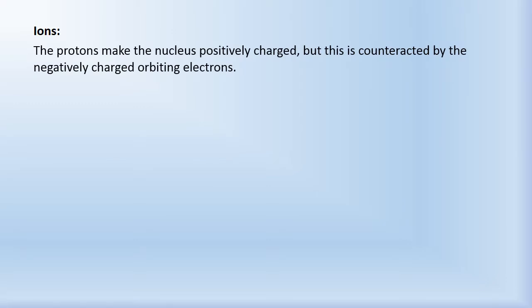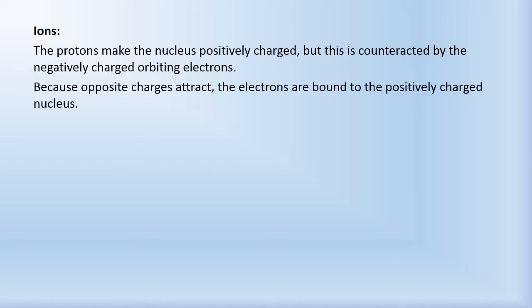The protons make the nucleus positively charged, but this is counteracted by the negatively charged orbiting electrons. Remember, we said that protons are positively charged and electrons negatively charged. Neutrons, of course, being neutral. Because opposite charges attract, the electrons are bound to the positively charged nucleus.